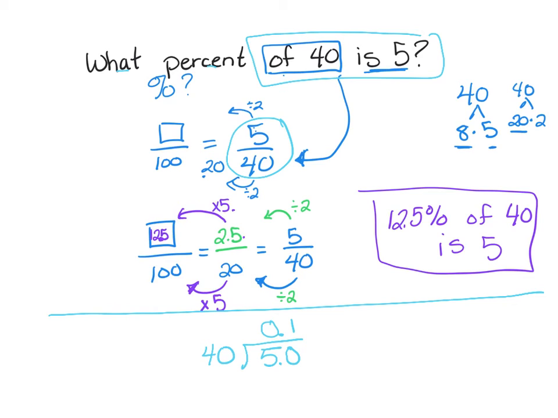1 time. So then I get 40 here, subtract, I get 10. Bring down the 0, I get 100. So 40 goes into 100 2 times, which is 4 times 2 is 80. Subtract, I get 20. Bring down the 0. 200. So how many times does 40 go into 200? 5 times. So I have 0.125. So to change that into a percent, you multiply it by 100, which is 12.5%. So those are two ways that you can do that.